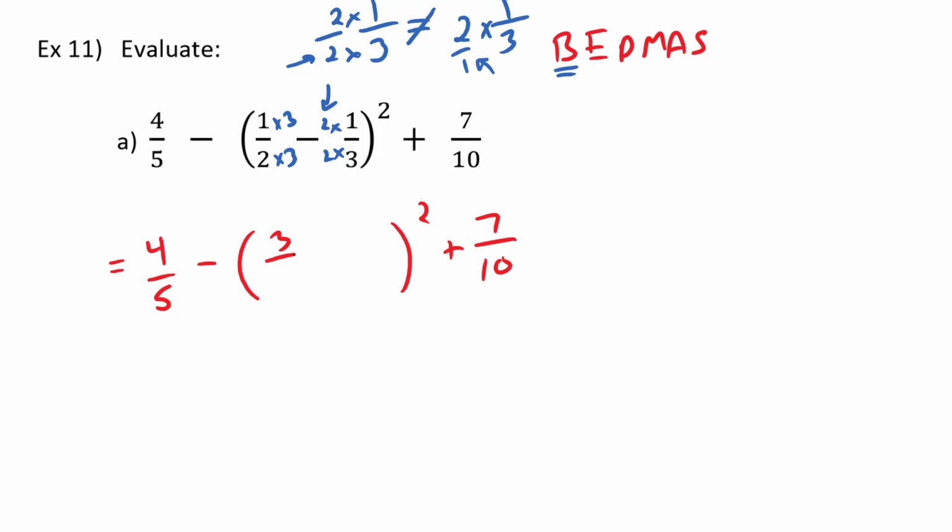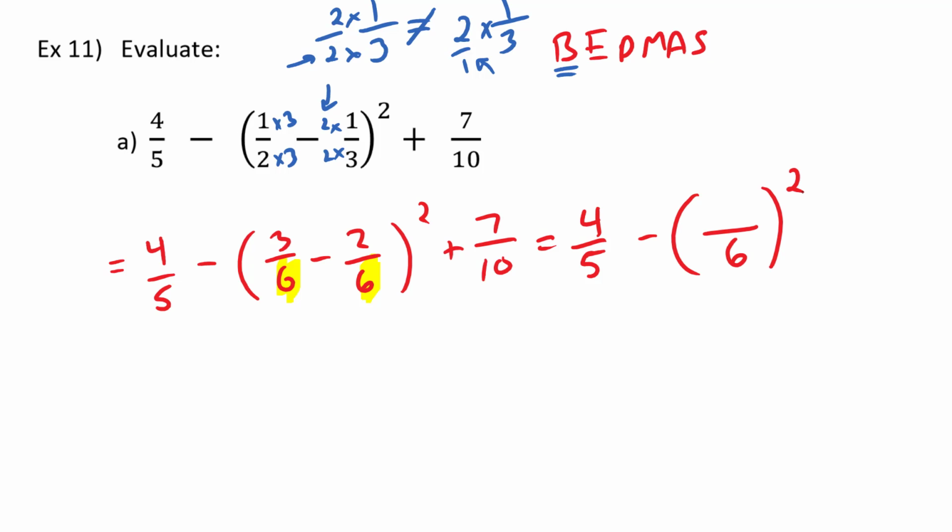Let's do the math now. 3 over 6 minus 2 over 6. Now we have common denominators. So now we can perform our subtraction. 4 over 5 minus, in this case here, we're subtracting. When we're subtracting fractions, we find a common denominator and the denominator does not change. What we do is we look at the numerators and we apply that math. 3 minus 2 is 1. 1 divided by 6, we can't simplify that any further.